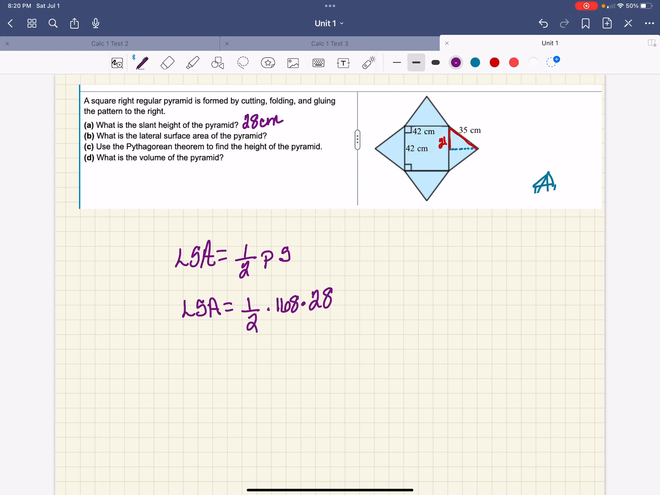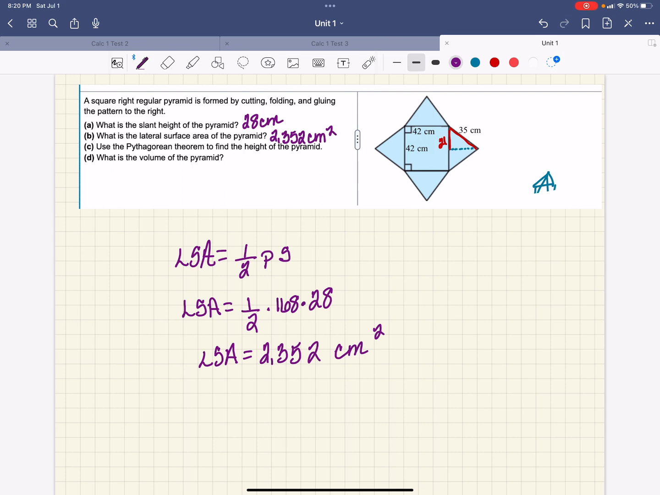Now, we're talking about surface area now, so we are going to have centimeters squared. Okay? 1/2 times 168 times 28. When you put that in your calculator, you should get 2,352 centimeters squared. So that is our lateral surface area right there, 2,352 centimeters squared.